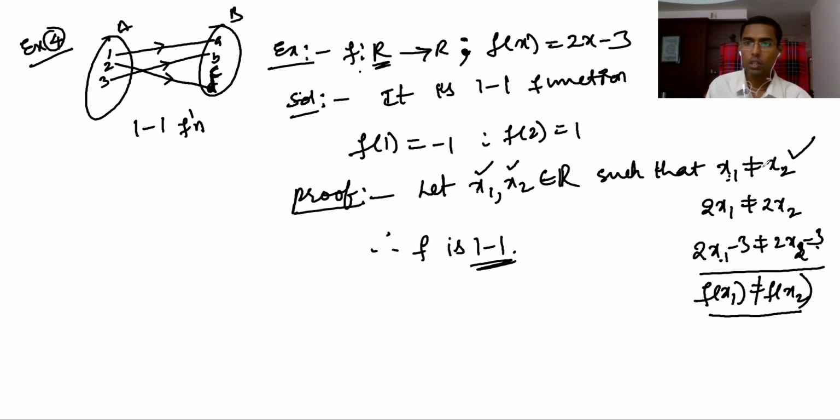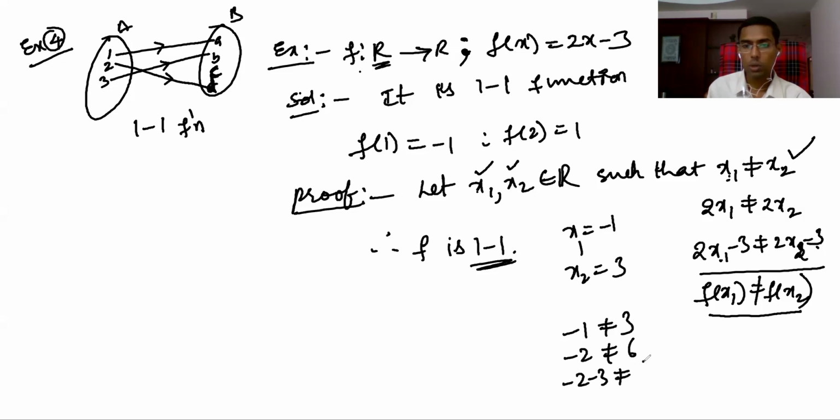For any two different real numbers, you will get different images by this process. That means x1, x2, you take whatever you want. So x1 equal to minus 1, x2 equal to 3. Minus 1 is not equal to 3. Obviously, if you multiply, minus 2 is not equal to 6, and minus 2 minus 3 is not equal to 6 minus 3. Therefore f of minus 1 is not equal to f of 3.